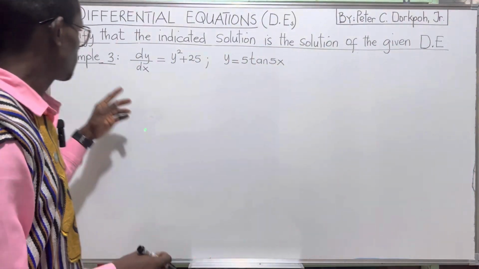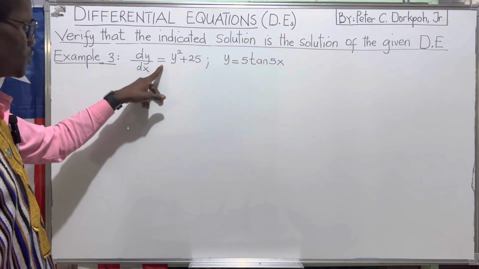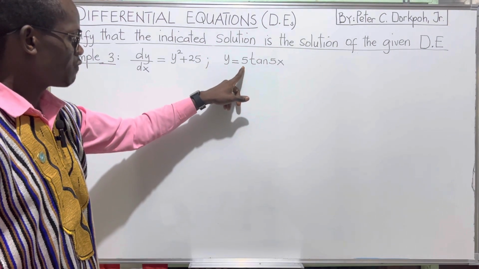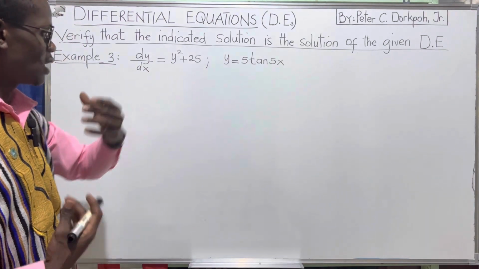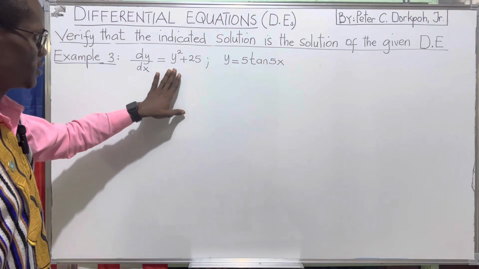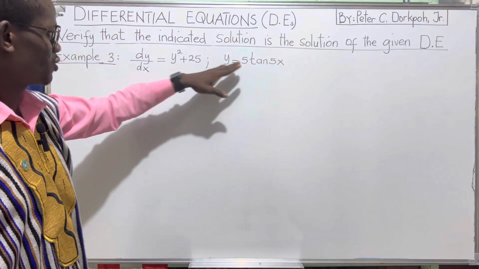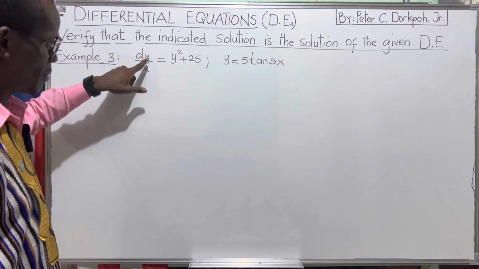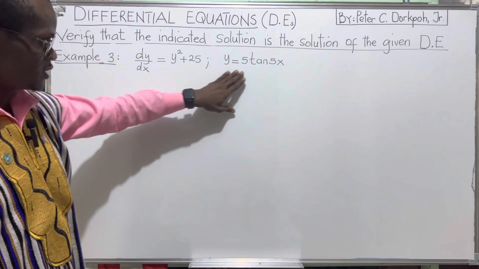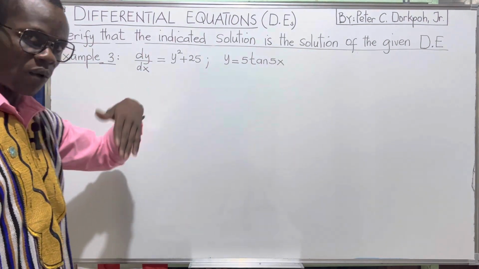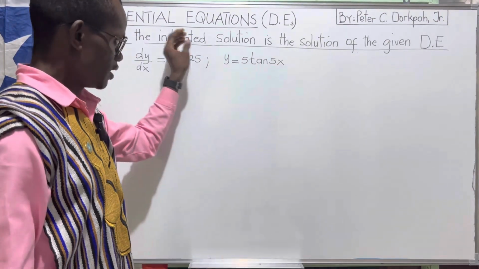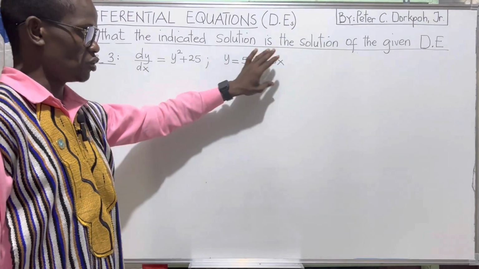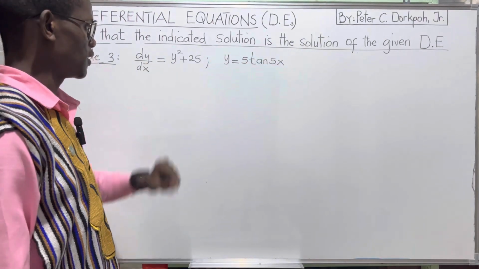The problem says dy by dx equals y squared plus 25. Y equals 5 tangent of 5x. So how do I know that this is the derivative and this is the function? I know that there is a derivative from the derivative notation, dy by dx. Since this has no dy by dx or y prime or f prime of x, it doesn't have any differential in it. It means this is actually the solution that we need to verify.